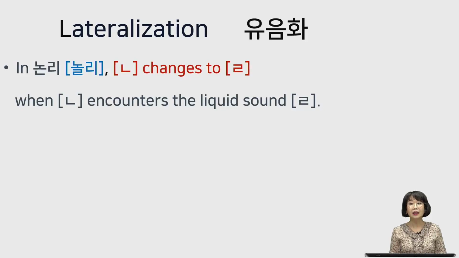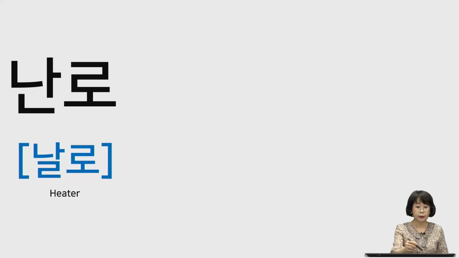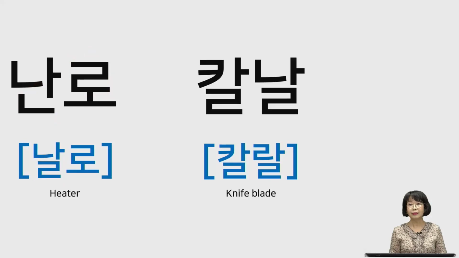In 논리, ㄴ changes to a ㄹ sound when ㄴ encounters the liquid sound ㄹ. When ㄴ appears before or after a liquid sound ㄹ, ㄴ changes to a ㄹ sound. 날로, there's a liquid sound, so ㄴ changes to a ㄹ sound. There is a ㄹ sound. Under the influence of this ㄹ sound, ㄴ changes to a ㄹ sound.